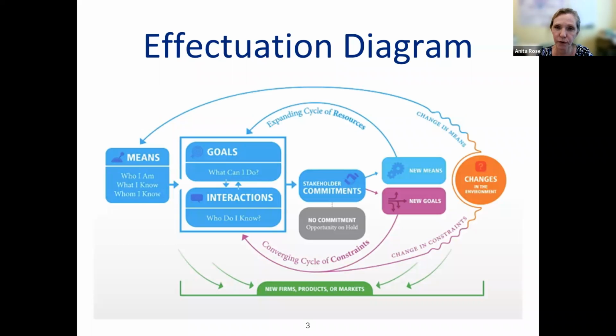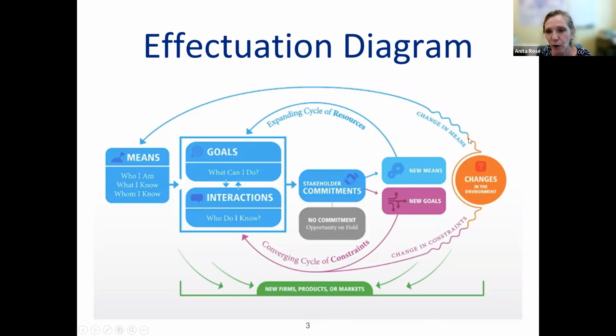Here's an overview model of the effectuation diagram. So there's a lot to see here. It's sort of like a stylized eyeball, and there are many different things going on. So we end up over here with change in the environment. That could be any part of the environment within our business. And so it's affected by many different things.